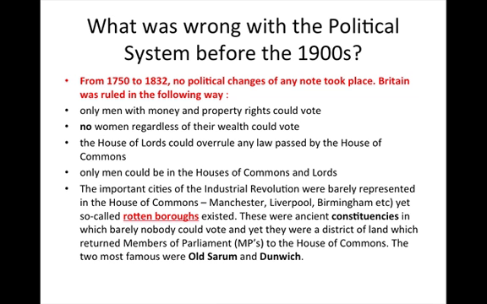Only men with money and property could vote. No women, regardless of their wealth, could vote. The House of Lords could overrule any law passed by the House of Commons. Only men could be in the House of Commons and the House of Lords. And the important cities of the Industrial Revolution, the new cities that now existed, like Manchester, Liverpool and Birmingham, had no representation in the House of Commons.